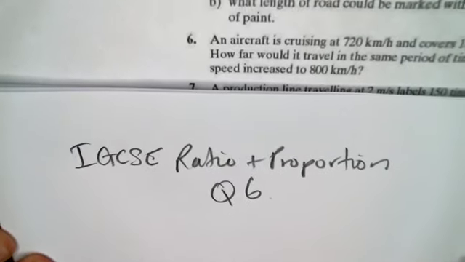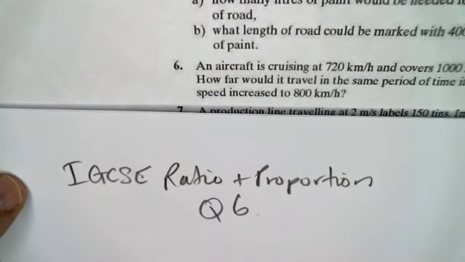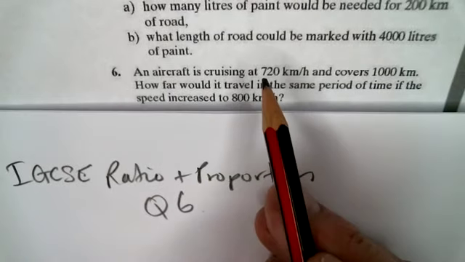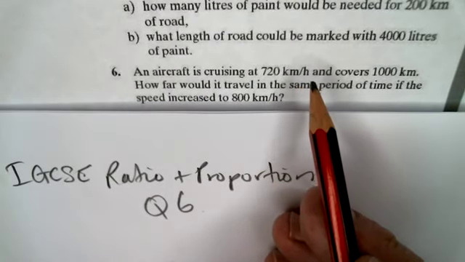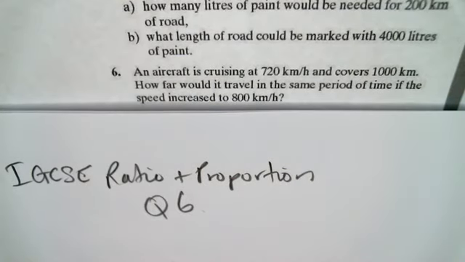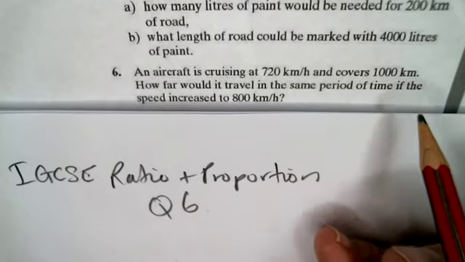All right, we'll have a look at the IGCSE ratio and proportion question 6. This is for year 11 and for year 10 accelerate classes. It says an aircraft is cruising at 720 kilometers per hour and covers 1,000 kilometers. How far would it travel in the same period of time if the speed was increased to 800 kilometers per hour? Well, let's deal with the first bit first, the 720 and the 1,000.